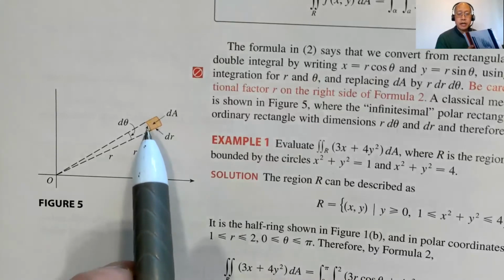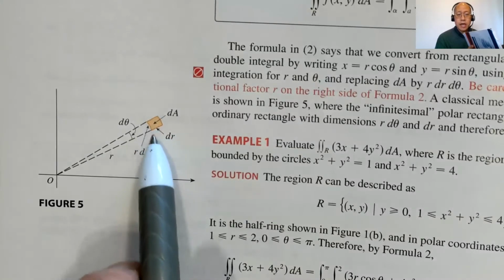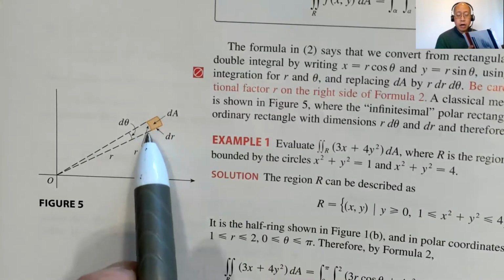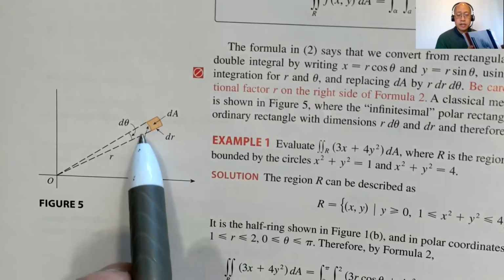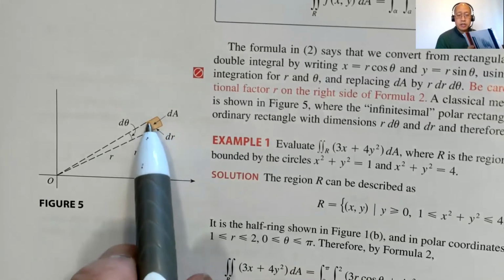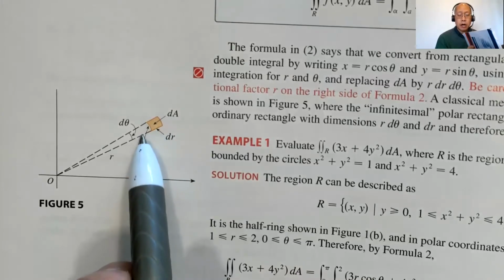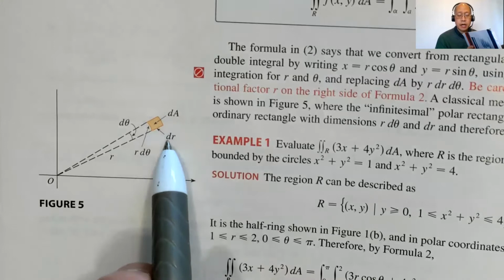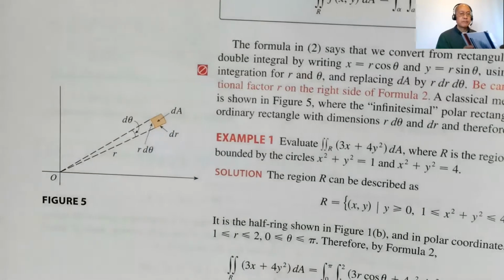The tricky thing is that this is dr, little change in r. This, however, is a little change in arc length. You might recall in trig, arc length s is equal to r theta, which means ds, little change in arc length, is r d theta. So the area of this polar rectangle is r d theta times dr. Normally we say r dr d theta is a little change in area dA.